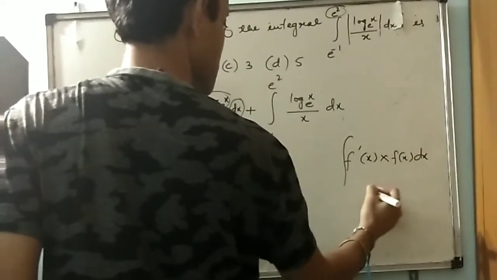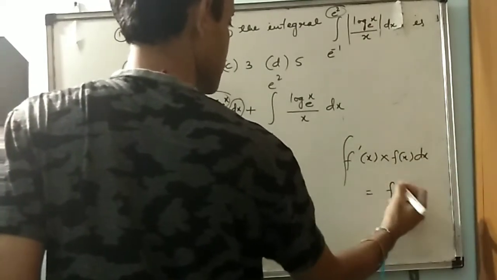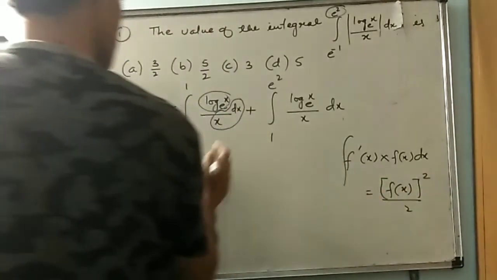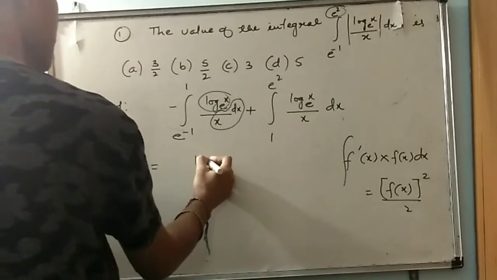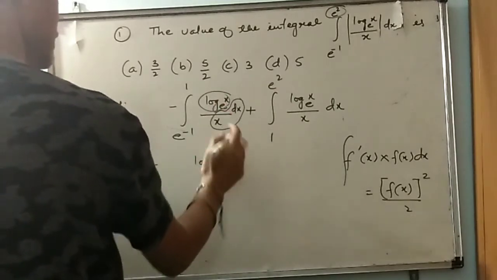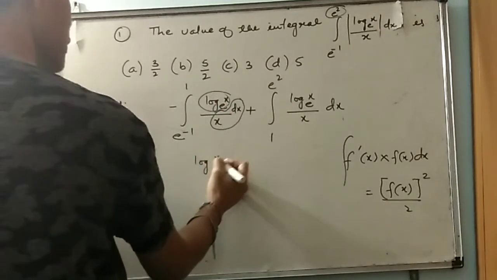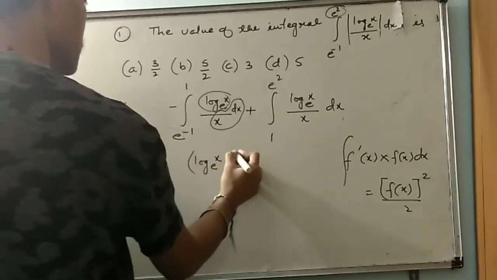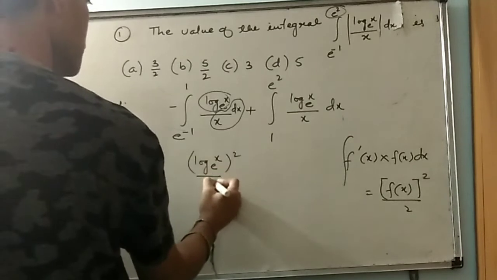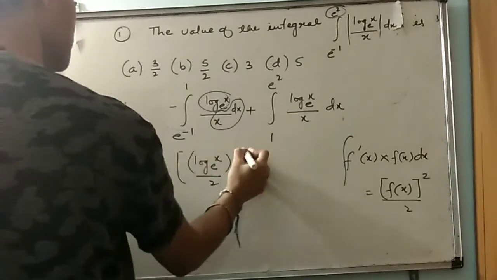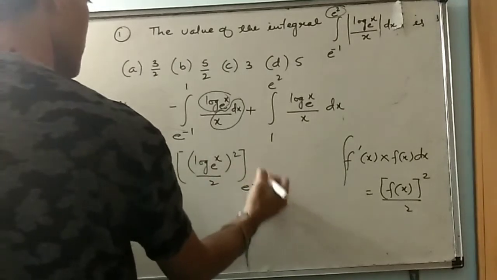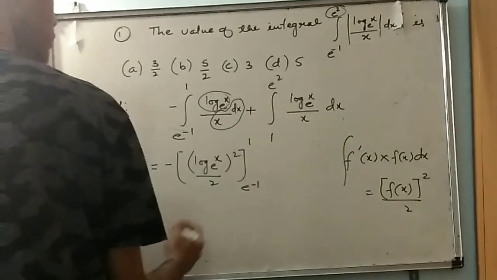The result of this one is always f x whole square upon 2. So integration of this will be log x with base e whole square upon 2. The first one with negative sign, e raised to minus 1 to 1.